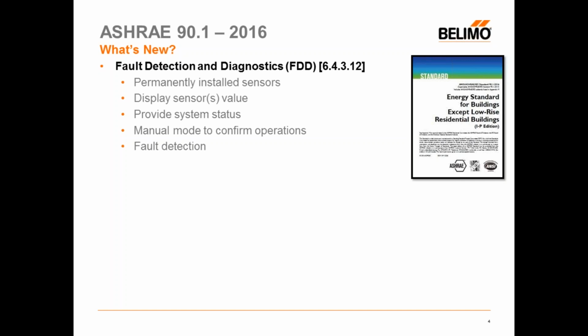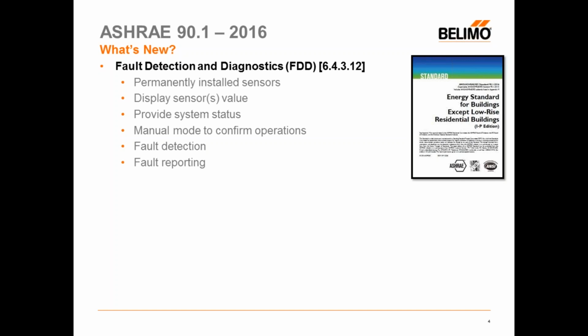The FDD system shall be capable of and configured to detect the following faults: air temperature sensor fault, not economizing when the unit should be economizing, economizing when the unit should not be economizing, damper not modulating, and excess outdoor air.